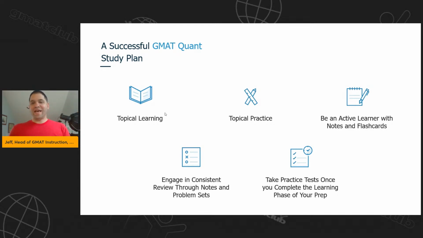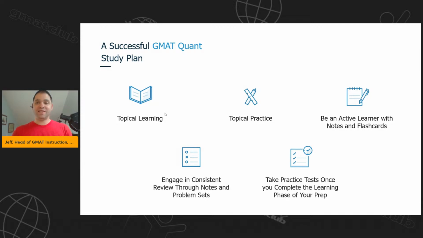Take practice tests, besides the baseline, when you're done with the learning phase of your prep. You do not need to take practice tests every weekend. You certainly don't need to do it before you've learned all the topics, because you want the data from those practice tests to be usable, right?